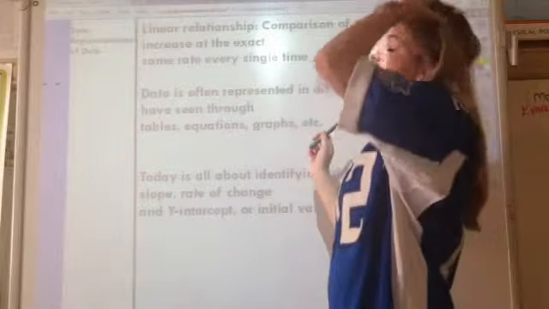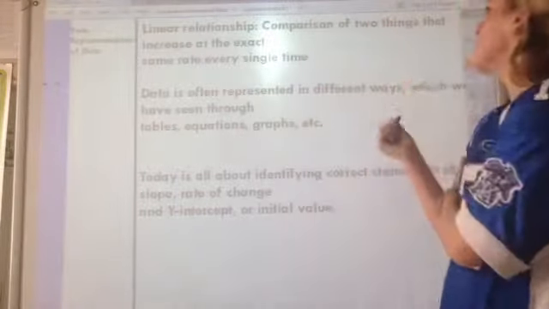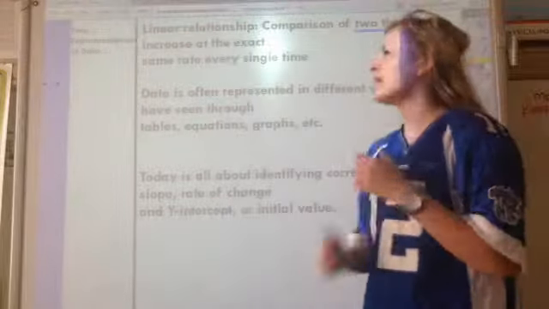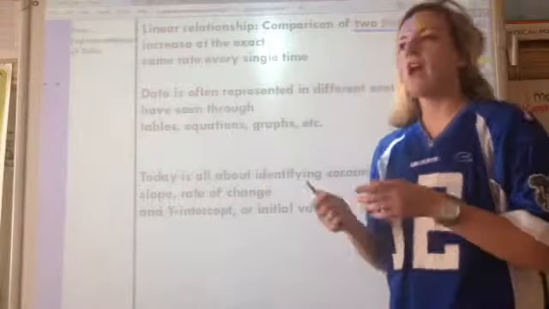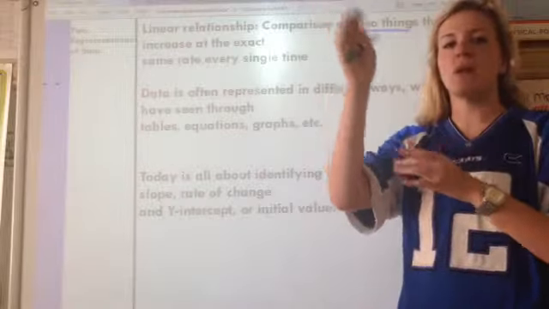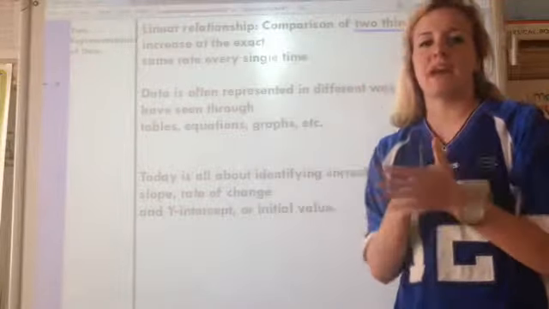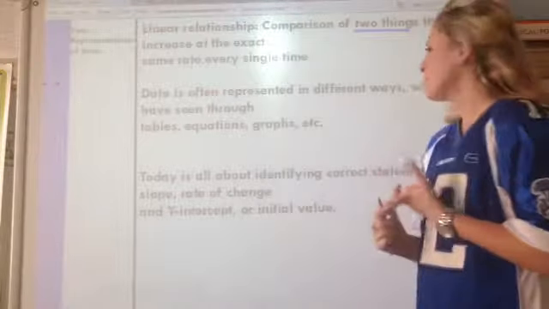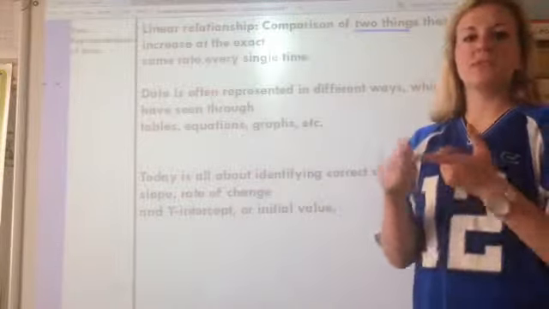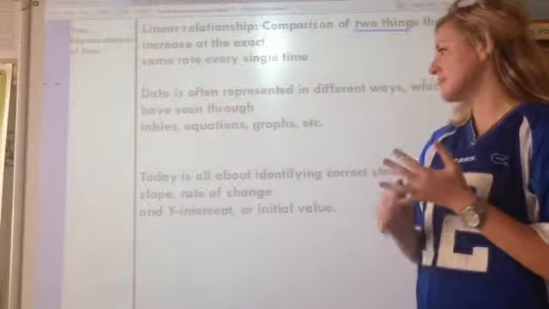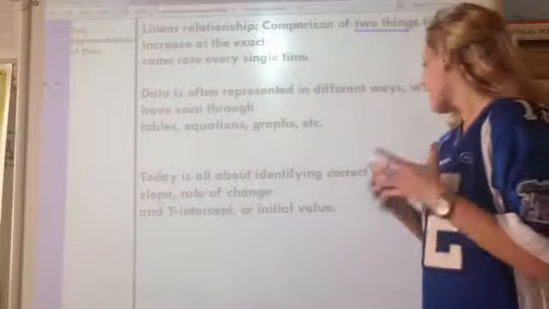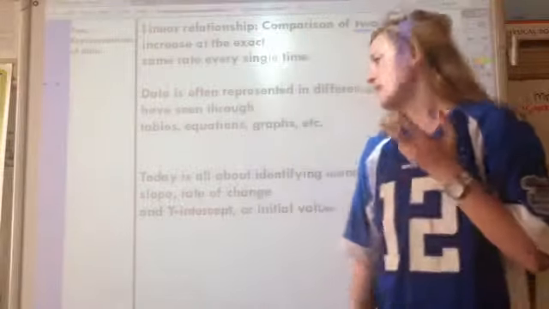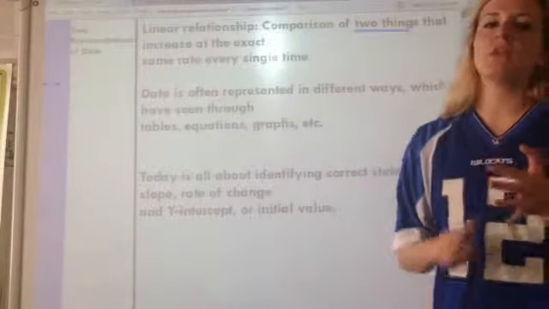So let's go ahead and talk. A linear relationship is a comparison of two things that increase at the exact same rate every single time. So for every time that x increases by 1, y needs to increase by the exact same amount. Data is often represented in different ways, which we have seen already through tables, equations, graphs, etc. Today is all about identifying correct statements about slope, which is the same thing as rate of change, and the y-intercept or the initial value.